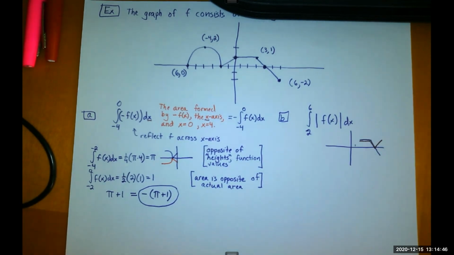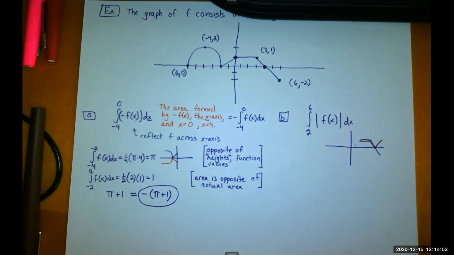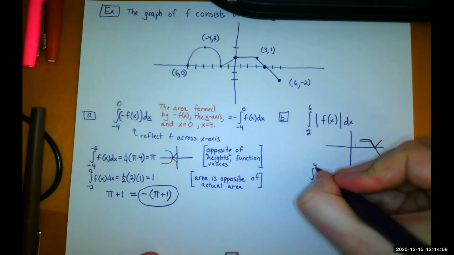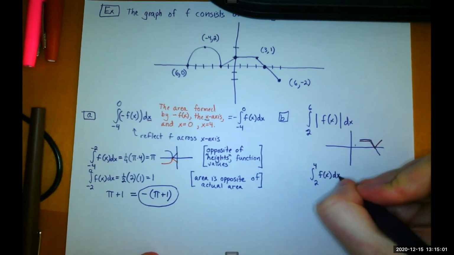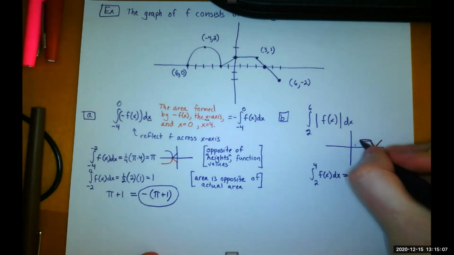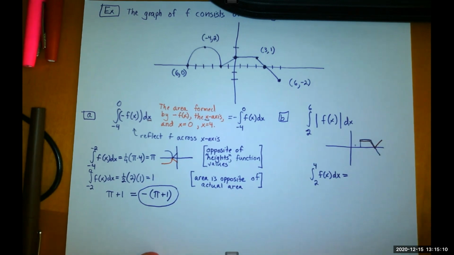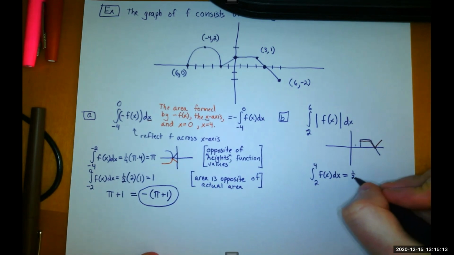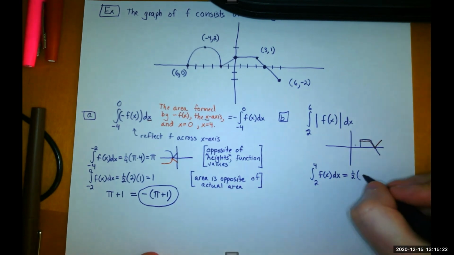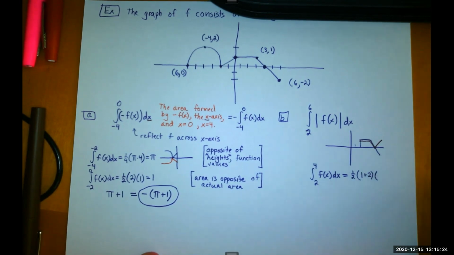So the first part is the same. The second part becomes positive. So I've got the area from 2 to 4 of f of x dx. That is a, what kind of shape is that? Looks like a trapezoid to me. Okay. So 1/2, the parallel sides are 1 and 2, and they are 1 unit apart. So that's 3/2.